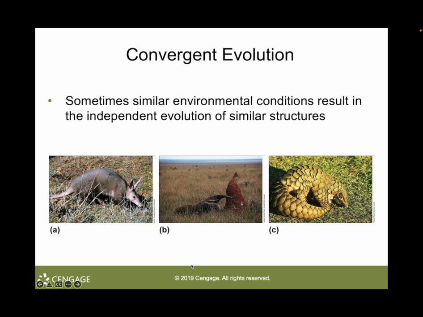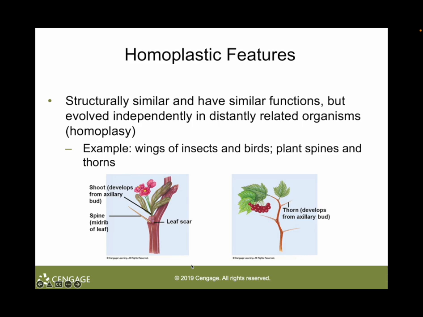So structurally similar features that are not homologous but have similar function, and evolved independently in distantly related organisms, are said to be homoplastic features, or homoplasy. Such similarities in different species are independently acquired by convergent evolution and not by common descent. And that is homoplasy. Another way to term homoplasy could be an analogous structure.